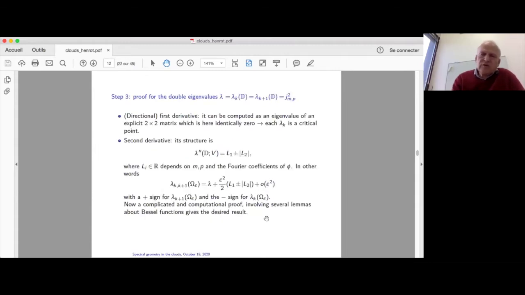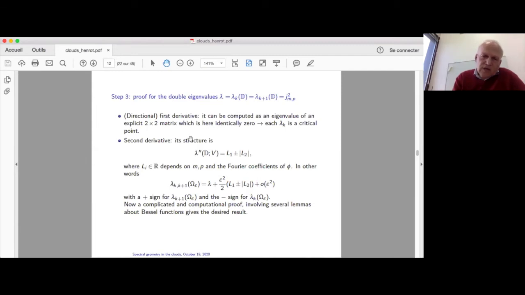For a double eigenvalue, it's the same idea. It's much more complicated because the computation is much more involved. What you get in general for the first derivative is always 0. It's a multiple eigenvalue, so we have to deal with a derivative of a multiple eigenvalue. I claim that directional derivatives exist. They are all 0, so in that sense, this is a critical point.